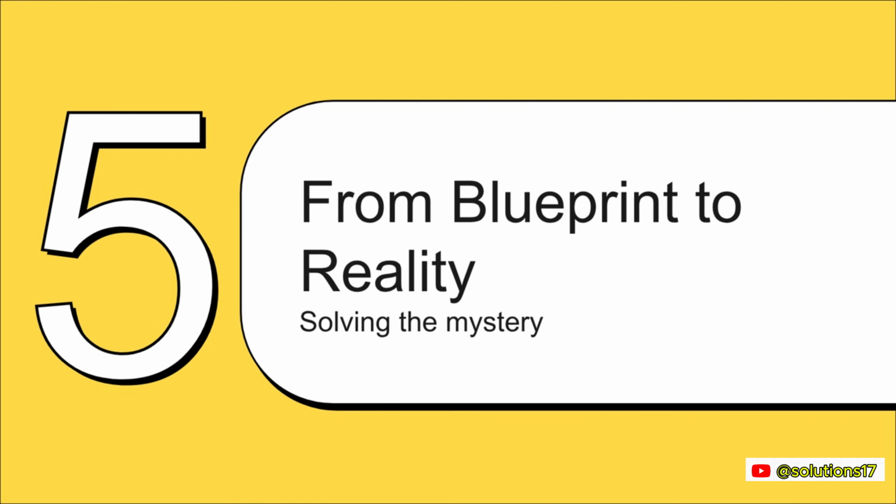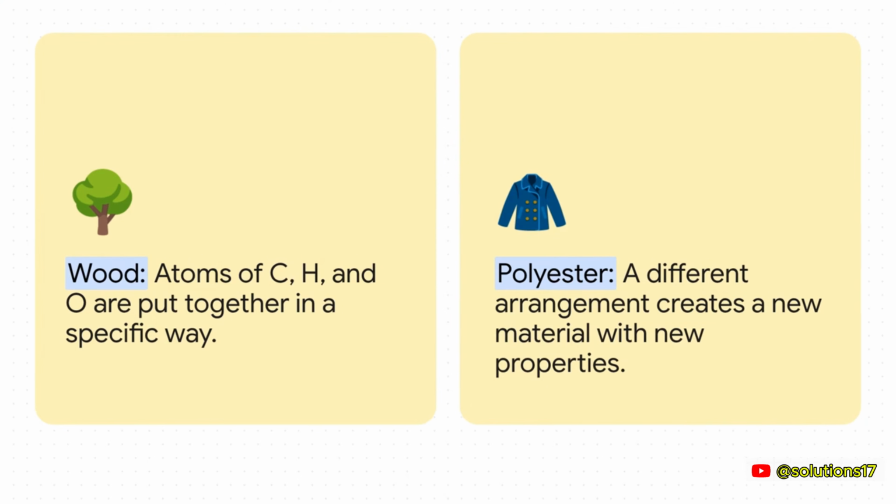Okay, now we have everything we need. We've gone from the big picture down to the subatomic and back out to the map. Now we can finally answer that first big question. So, back to our wood and polyester mystery. Why are they so different if they're made of the same atoms? Well, it's not about the ingredients. It's about the recipe. It's all about how they're put together.